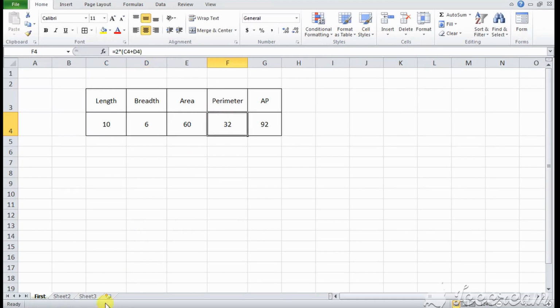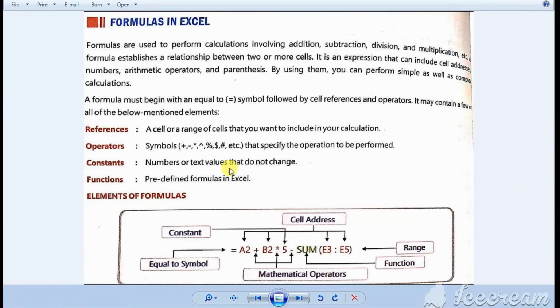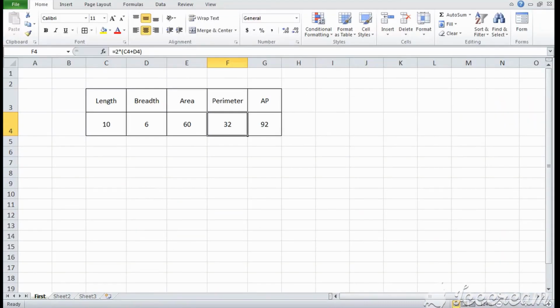Fine. And while working with formulas, we need to be careful while using references, operators, constants and functions. If any of them is wrong or misspelled, or there are some wrong entries, then definitely errors will come. So this is all about formulas in Excel.